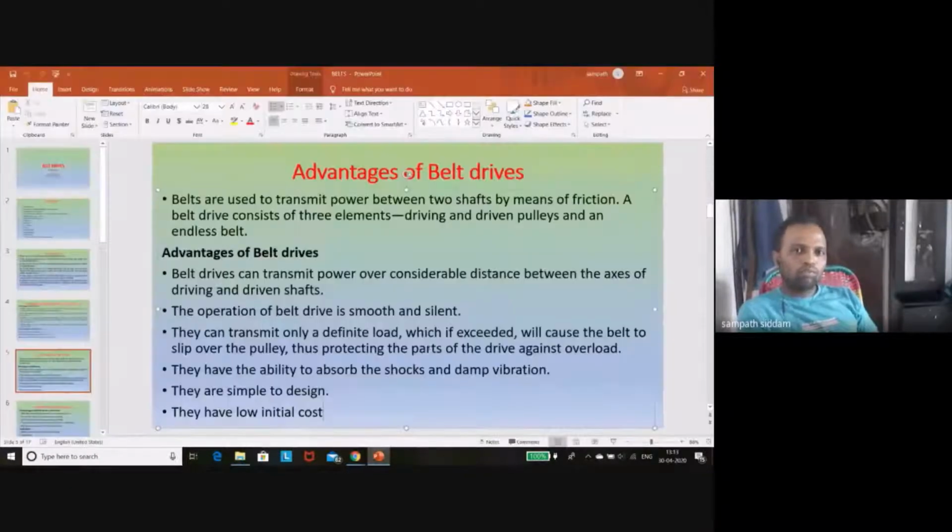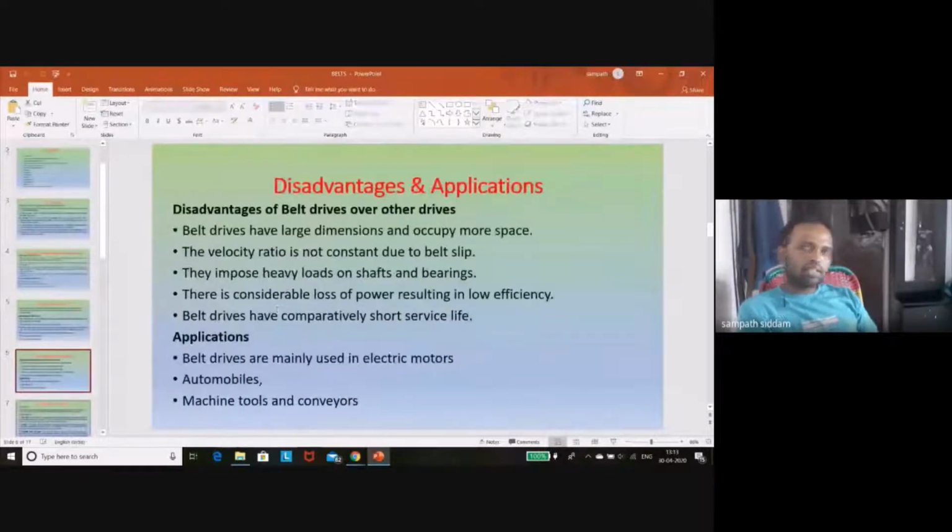So now let's move on to the disadvantages and applications. Obviously for everything there are pros and cons. Till now we have learned about the advantages, and now we'll be learning the disadvantages and applications. Usually if you list the disadvantages, as I told earlier, the velocity ratio is not constant, as well as low, and space occupancy is a major problem.